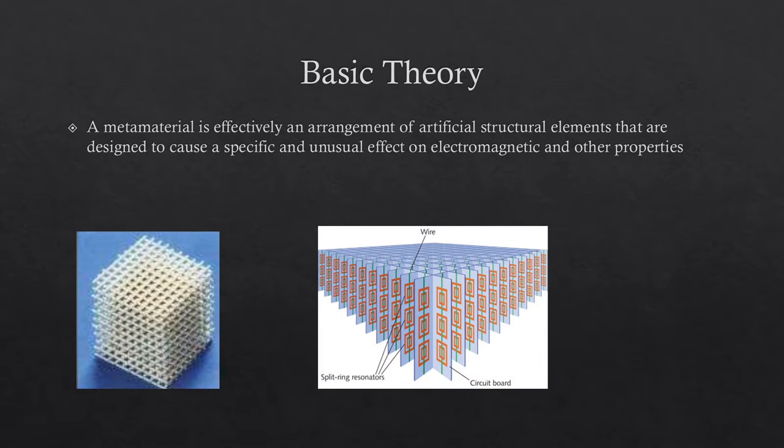A metamaterial is an object that abuses the intrinsic properties of a material and an arrangement of structural elements, which can be viewed in the pictures below, to cause specific and unusual effects on electromagnetic or other properties.